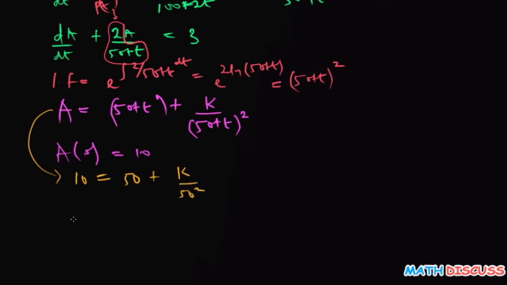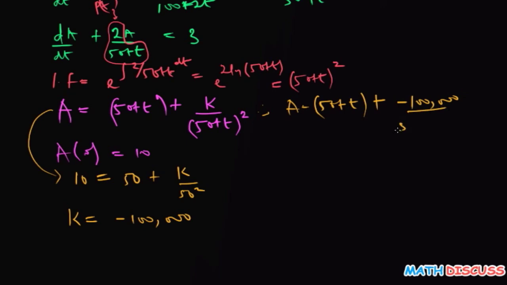So I want to make k the subject of the equation. When you solve that, what we would have is negative 100,000. So that's going to be our value of k. Having known this, we now have our A. Therefore, our A here is going to be 50 plus t, plus, I could write, negative 100,000 divided by 50 plus t squared.